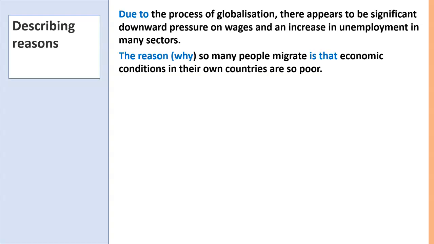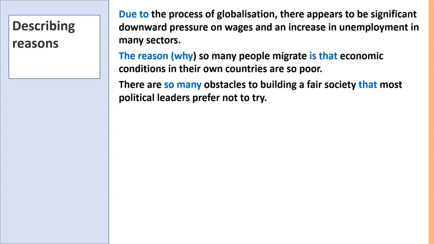And we can use a lot of phrases with that clause. So the reason why so many people migrate is that economic conditions in their own countries are so poor. So the information after the that clause gives the reason. We can use so many that, so many with a plural countable noun, so many obstacles, and then after the that clause, most political leaders prefer not to try.